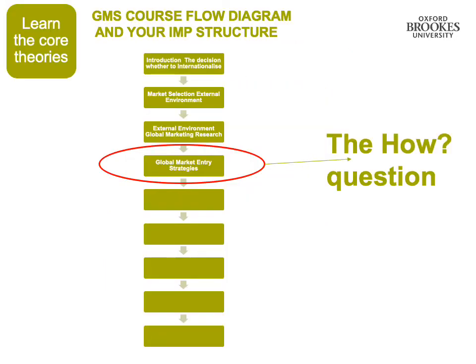GMS course flow diagram and your IMP structure. Learn the core theories. As a review, Lecture 1, Introduction, the decision whether to internationalize. Next, Lecture 2, Market Selection, External Environment. Next, Lecture 3, External Environment, Global Marketing Research. And Lecture 4, Global Marketing Entry Strategies. The How question.